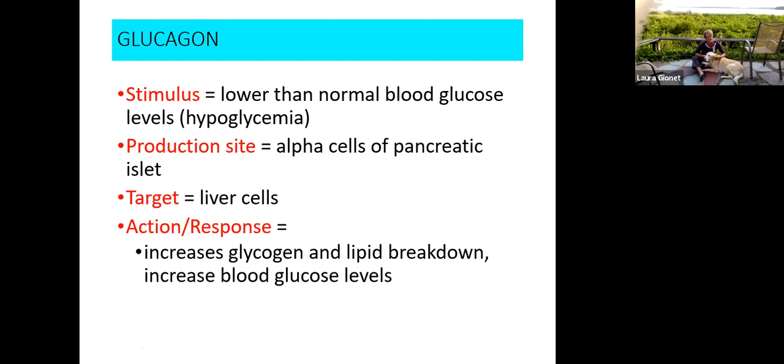Now, if that is not enough to increase your blood glucose levels, because let's say you're exercising for a long period of time, you start breaking down lipids, thankfully, and you start burning fat. You reap a lot of energy from breaking down lipids.